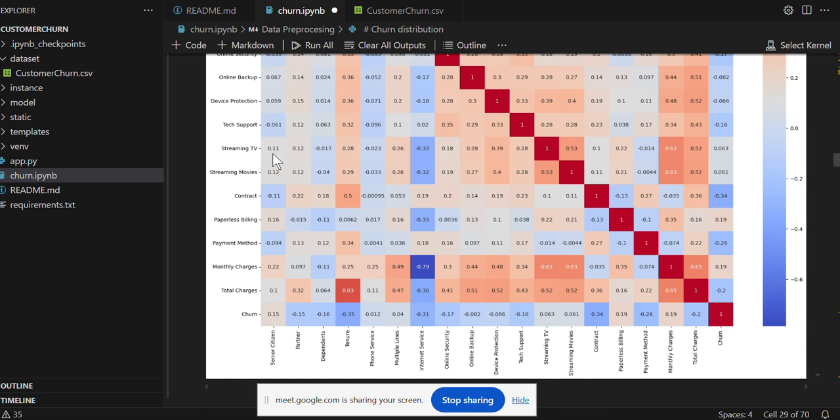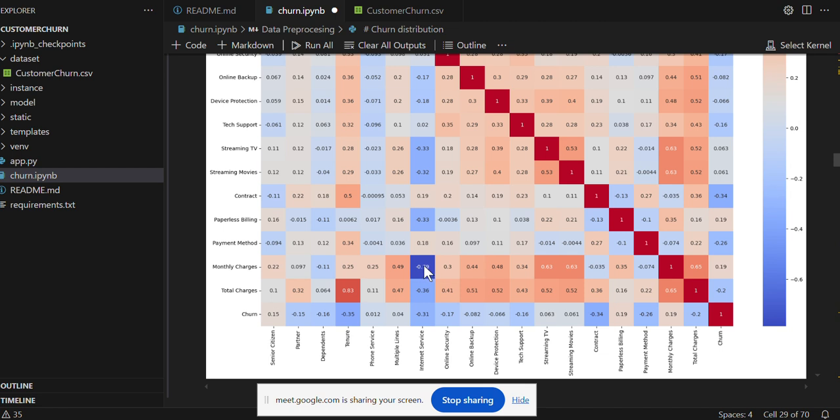Diagonally, you always have one, meaning each column to itself is highly correlated. Anywhere you see one is 100% correlated: churn and churn, total charges and total charges, monthly charges and monthly charges. Whenever you have an intersection of the same field, you get one, while others determine the degree of correlation between itself and the other class. A negative value in terms of correlation means that the feature is not highly correlated with the other feature.